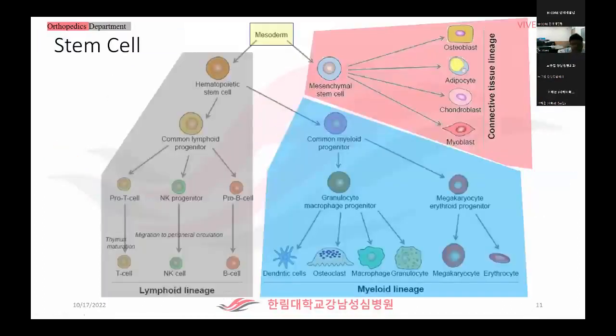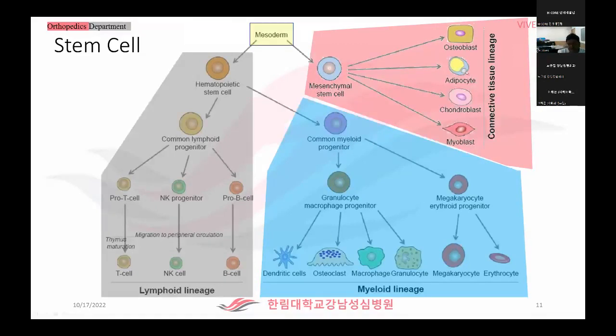That's why we focus on the adipose-derived stem cell. So you may see that the mesoderm can give different types of cell lines. One is mesenchymal cell, another one is hemopoietic cell. Hemopoietic is further divided into common lymphoid and common myeloid. So we are not interested in these two. However, we are interested only in mesenchymal stem cell.